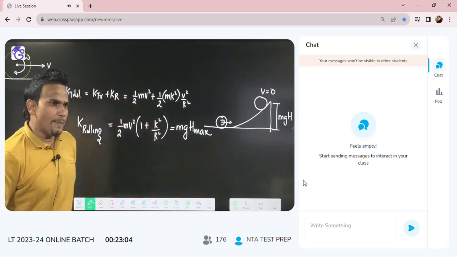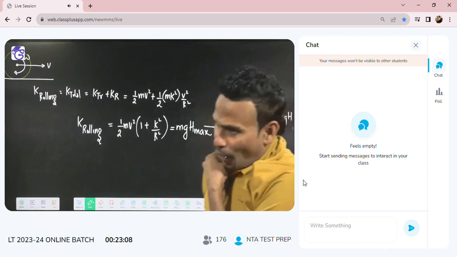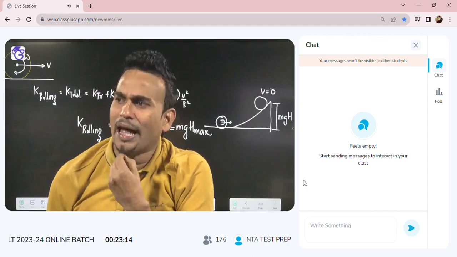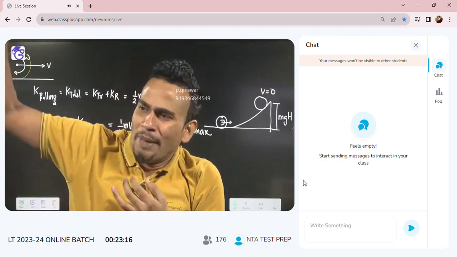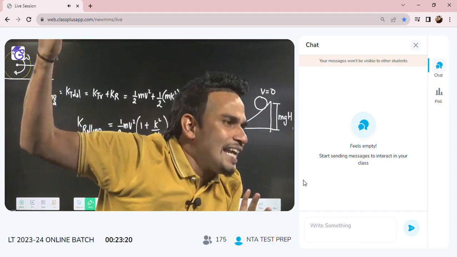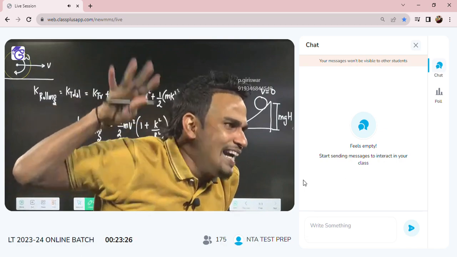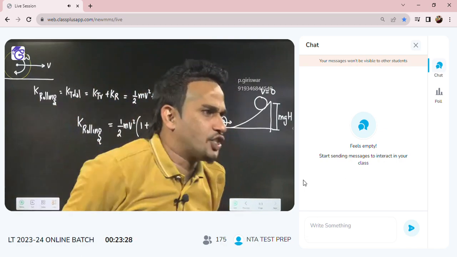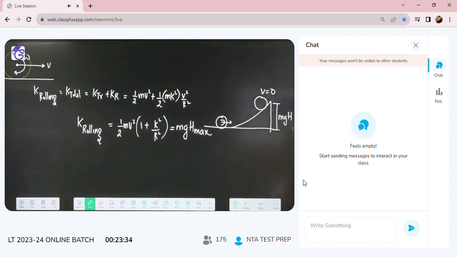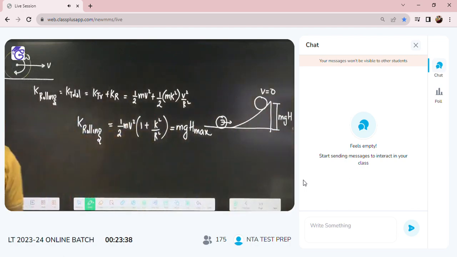This is the first type of model which is asked. If a body is rolling, it has kinetic energy half mv square into 1 plus k square by r square. And if it goes to some maximum height, where will its entire kinetic energy go? That kinetic energy will not come in your pocket. It will convert to potential energy. And you know for height h, potential energy will be mgh. Is it okay? Did you understand?